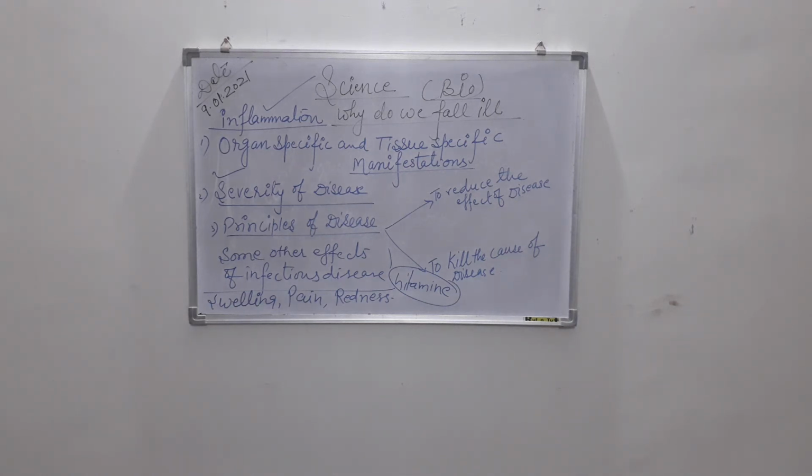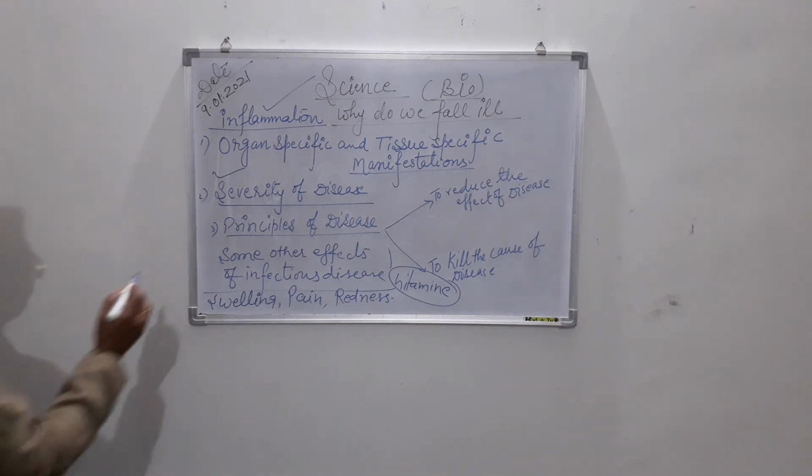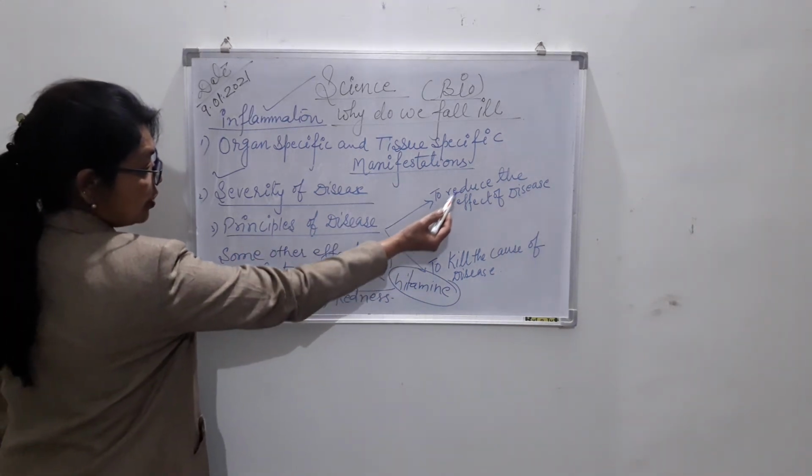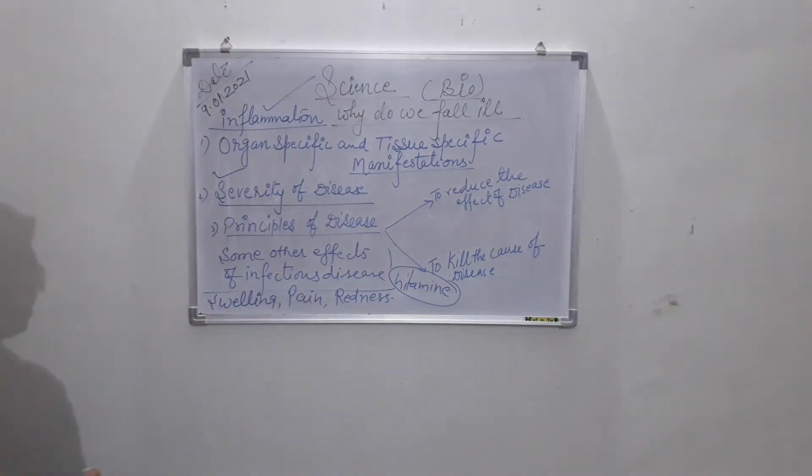The administration or application of remedies or therapies to a patient for a disease or injury. A good assessment is essential to determine appropriate treatment. There are two ways to treat an infectious disease. How many ways are there to treat an infectious disease? Two ways. Number one, to reduce the effect of disease, and number two, to kill the cause of disease.